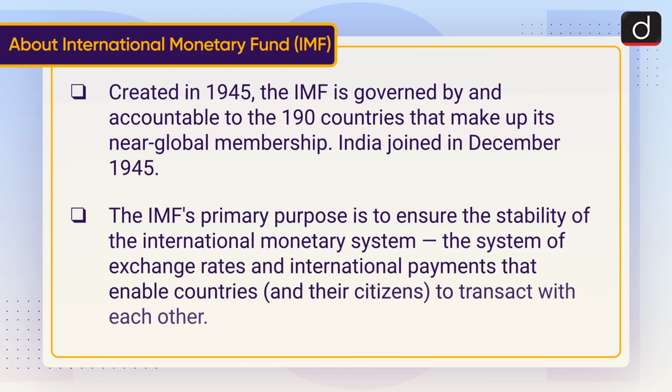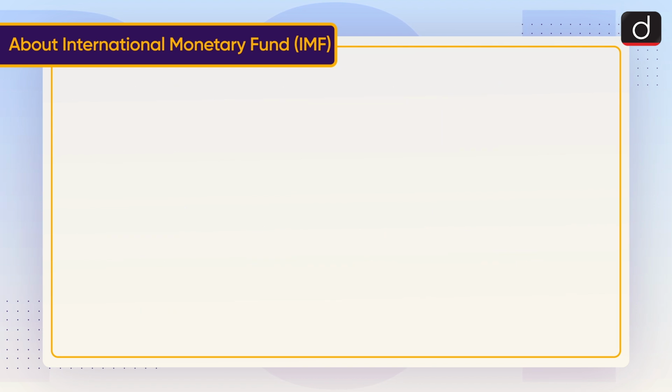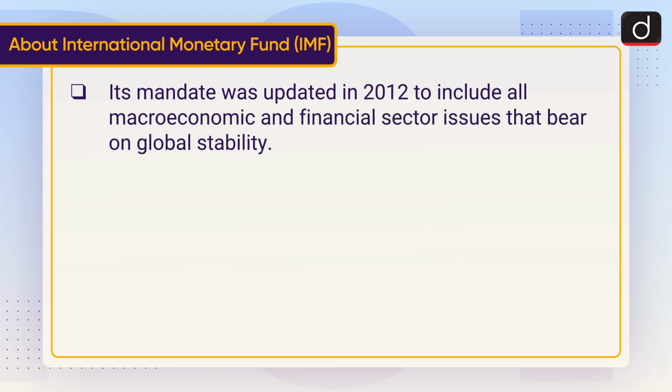The IMF's primary purpose is to ensure the stability of the international monetary system, the system of exchange rates and international payments that enable countries and their citizens to transact with each other. Its mandate was updated in 2012 to include all macroeconomic and financial sector issues that bear on global stability.